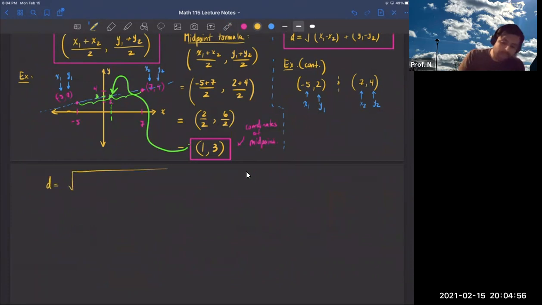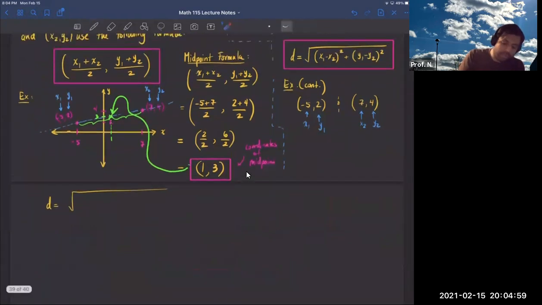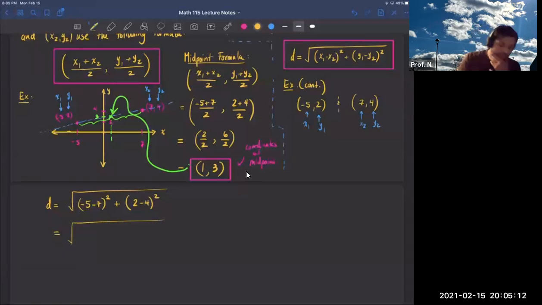So this is going to be the square root of x1 minus x2 according to the formula. So if that's the case, then I can do -5 minus 7, square it, plus, and then y1 is 2, minus 4, square that. Now -5 minus 7 is -12, and I square that. 2 minus 4 is -2, and I square that. Then when I square -12, I get 144. And when I square -2, I get 4. And then when I add them, I get 148.